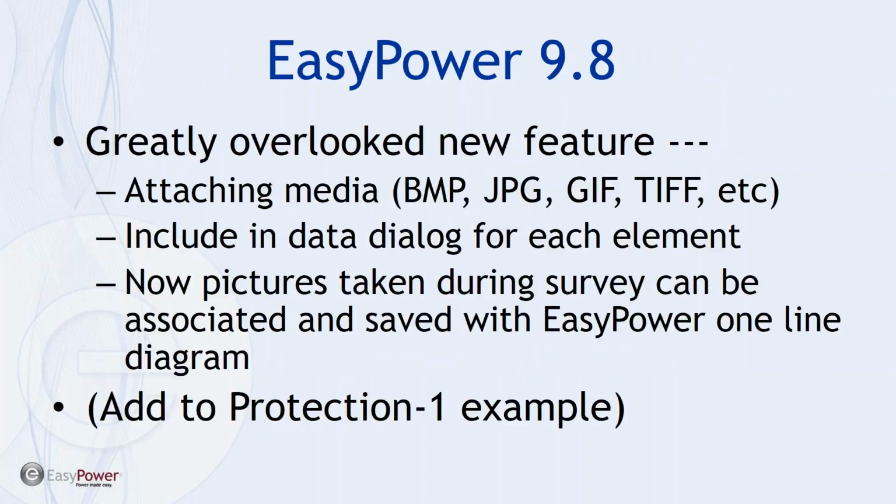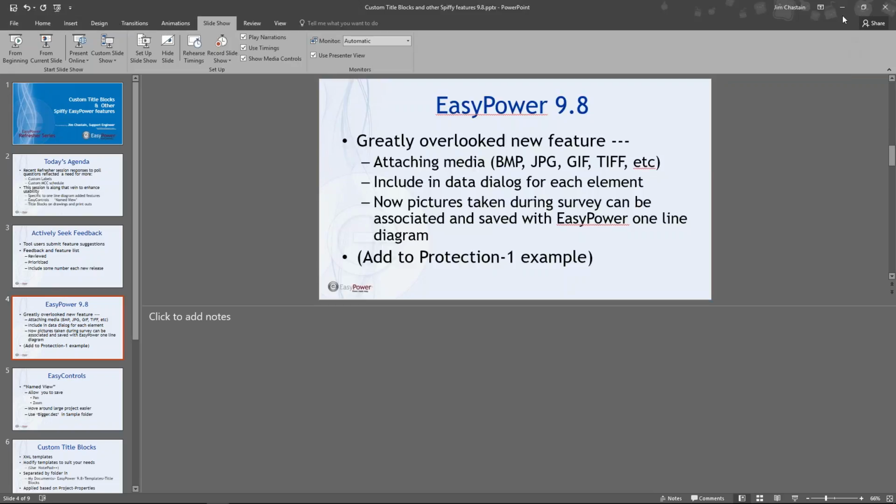So EasyPower 9.8 included a feature that I don't think we've spent much time talking about. That's called Media Gallery, and what it allows us to do is to attach images to the files and include data. These images can be attached to or linked to the one-line diagram and the elements in it. And what that means is the pictures that you take during a survey can actually be saved with the file and then reviewed in the future if necessary. So we're going to jump into the tools and show how this works in one of the examples.